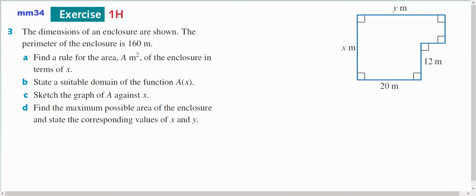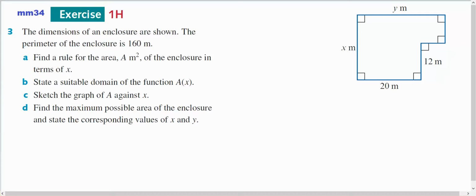This is for Year 12 Methods. It comes out of Chapter 1H, Applications of Functions, question number 3. We'll see how we go along the way, but it's probably a technology allowed question. Most application questions would be, because sometimes the mathematics becomes messy.